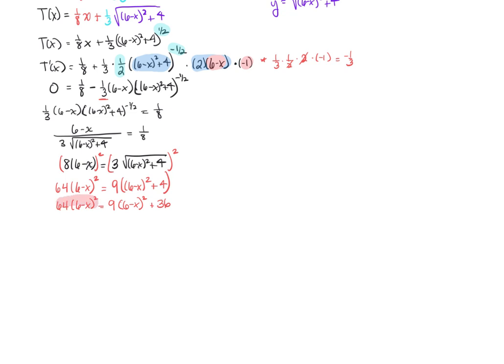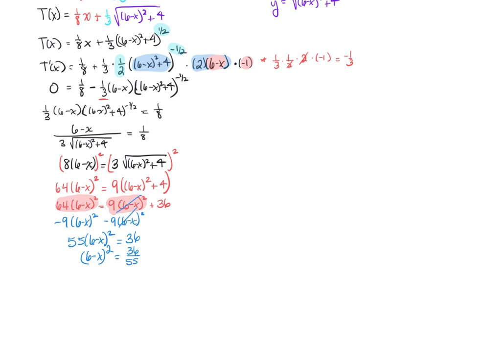So we have 64 (6 minus x)² on the left, and we have 9 (6 minus x)² on the right. So we're just going to subtract it over. Let's subtract 9 of these (6 minus x)². So I had 64, I removed 9, so I am left with 55 of these (6 minus x)², and it equals whatever's left on the right-hand side, which is just 36. If we divide both sides by 55, we get (6 minus x)² equals 36 over 55.